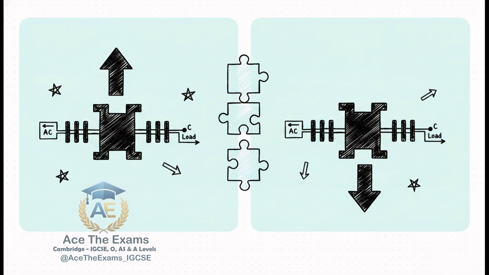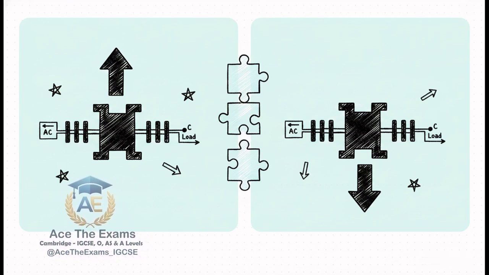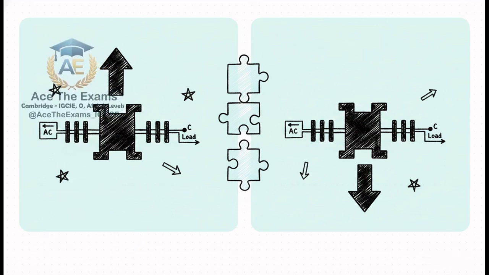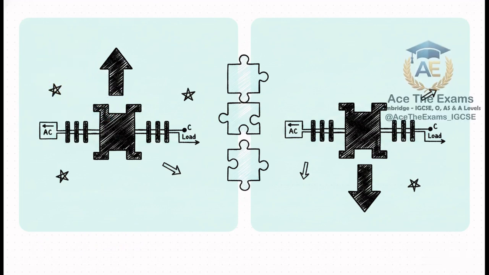Now, let's play a quick game. Spot the PEAL structure. If an examiner asks you to compare a step-up to a step-down transformer, your point is the fundamental difference. A step-up increases voltage, a step-down decreases it. Your evidence is the physical construction. A step-up has more turns on the secondary coil than the primary.